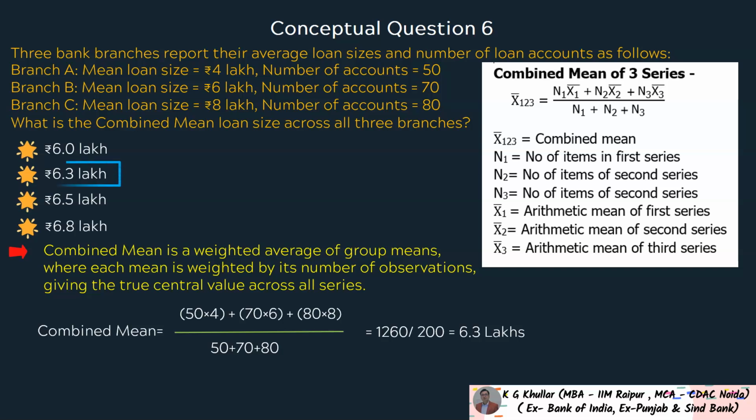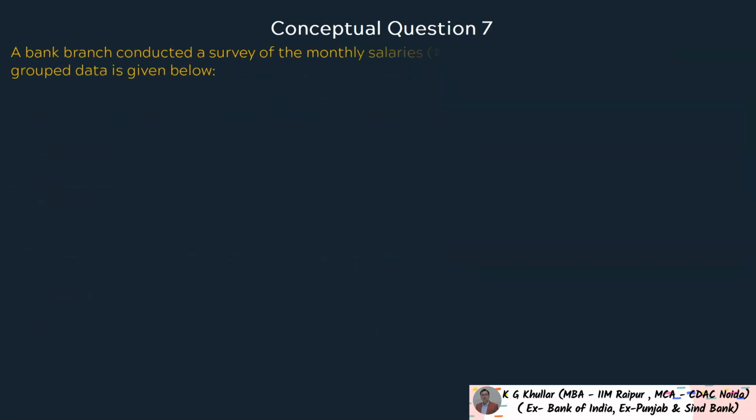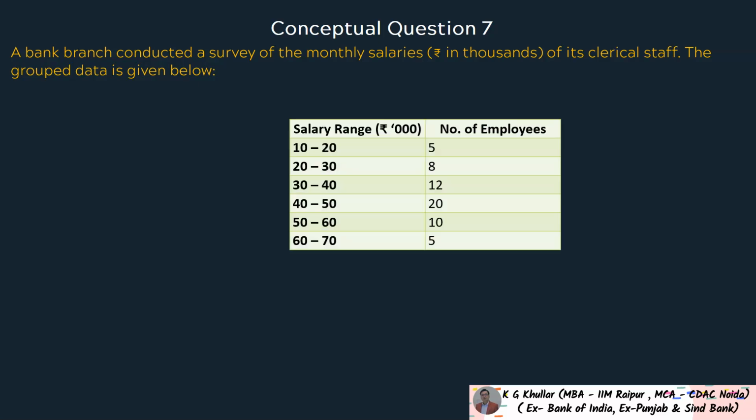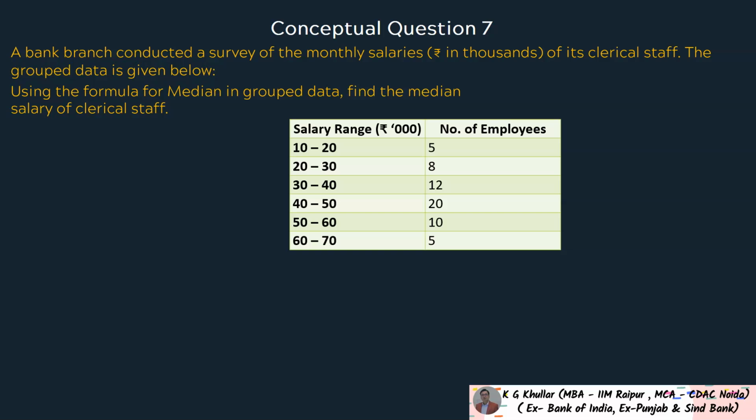The next question is, a bank branch conducted a survey of the monthly salaries, given as rupees in thousands, of its clerical staff. The group data is given below. Now friends, as you can see in this table, we are given the salary range and the number of employees getting that salary. Now using the formula for median in the group data, find the median salary of the clerical staff, and these options are given to you.